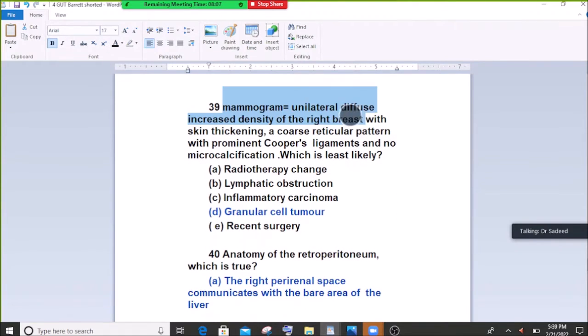Question 39, mammogram shows unilateral diffuse increased density of the right breast with skin thickening, coarse reticular pattern with thickened Cooper ligament and no macrocalcification, which is least likely? Granular cell tumor, because thickened Cooper ligament and thick coarse reticular pattern and increased density of the right breast may all be seen, but not granular cell tumor.